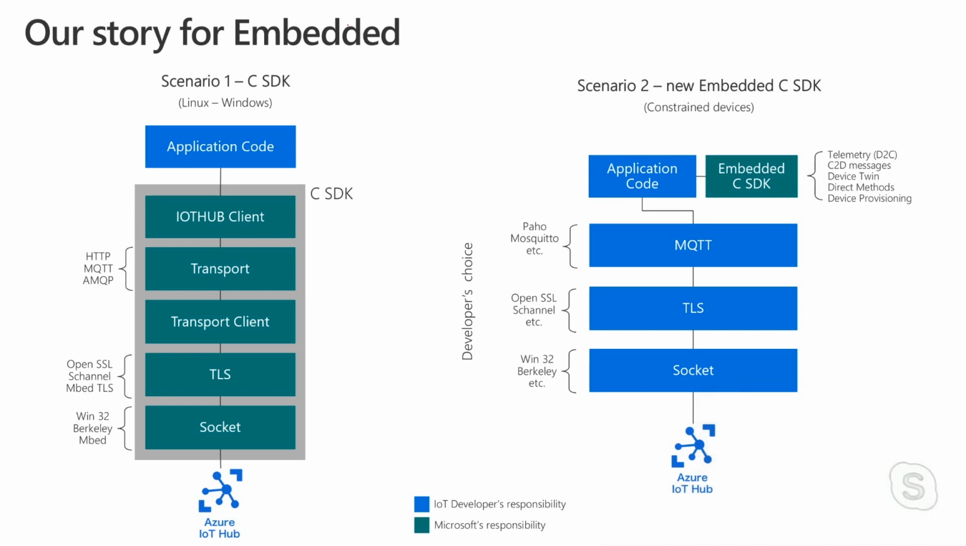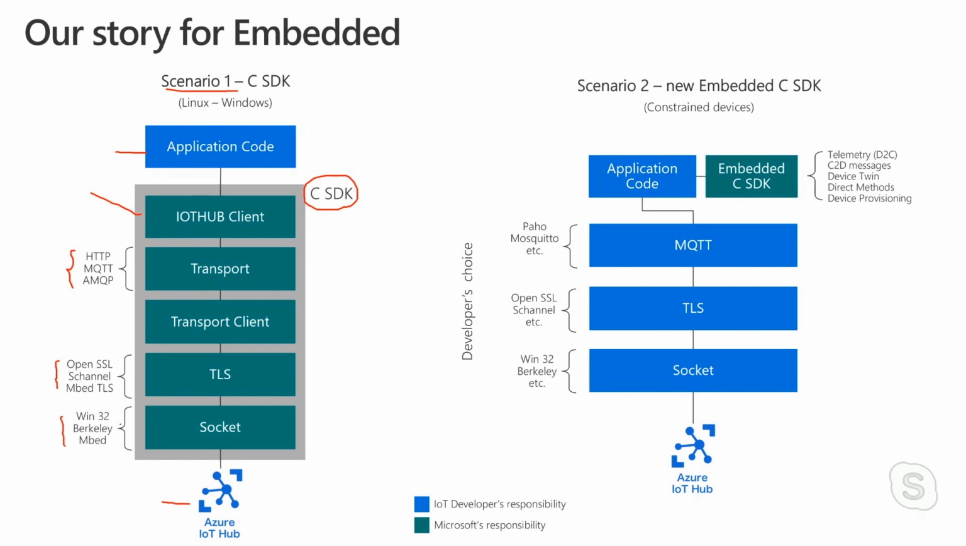And as you can see here in this slide, we do have the C SDK under what we're calling scenario 1. And here, as you can see, the C SDK works as this platform connecting your application to Azure IoT Hub. And it provides pretty much everything a developer needs to get that connection going, from the hub client, options for transport, options for TLS, and socket.